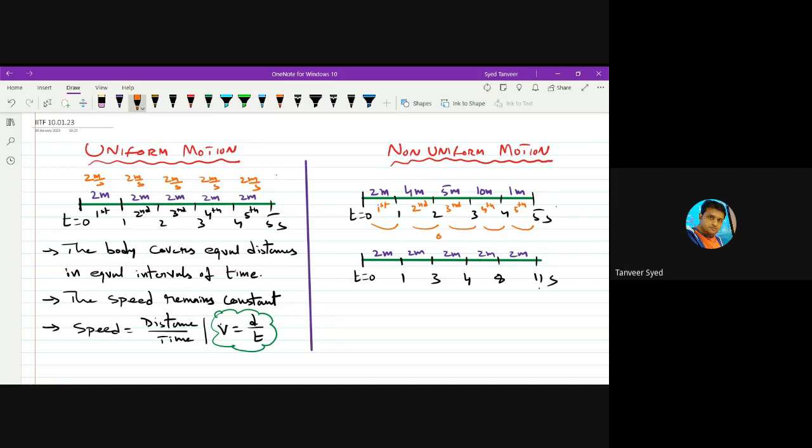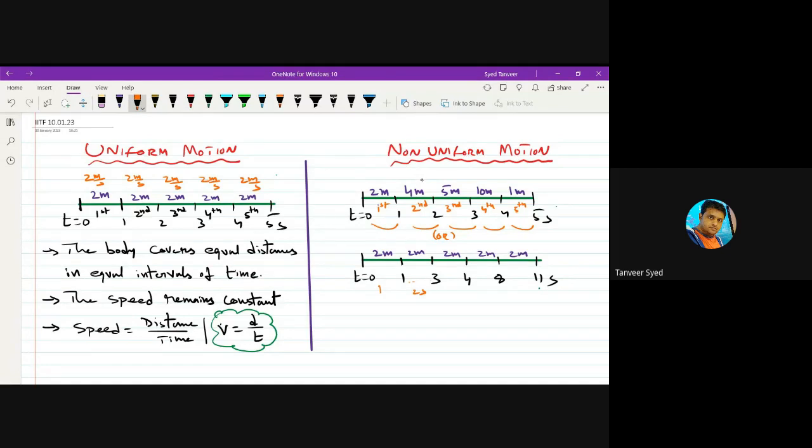Or if I take equal distances, 2 meter, 2 meter, 2 meter, 2 meter, these distances are covered in unequal intervals of time. First 2 meter distance is covered in 1 second. Second 2 meter distance is covered in 2 seconds.